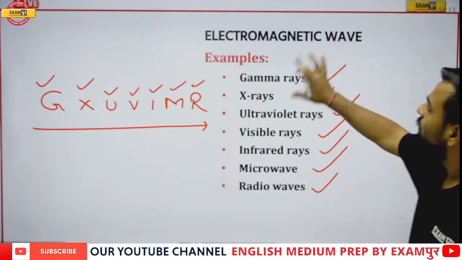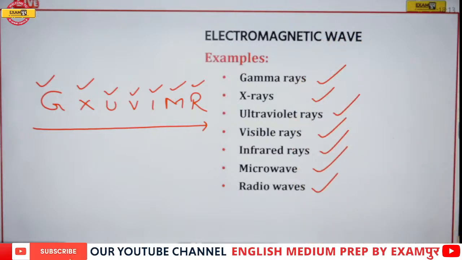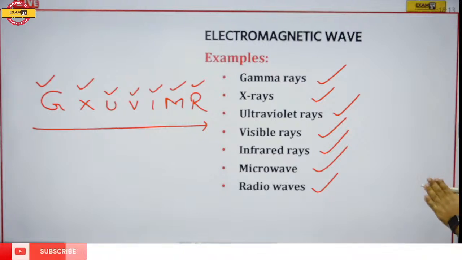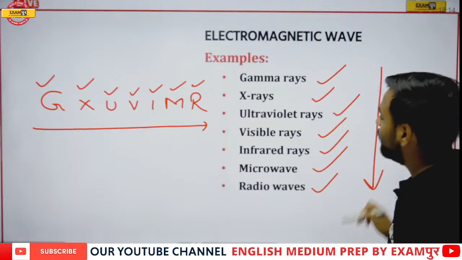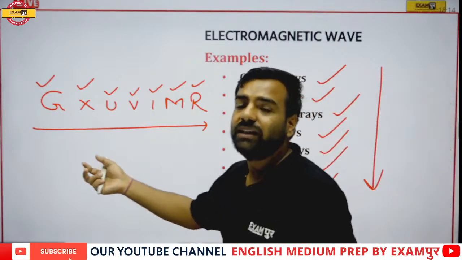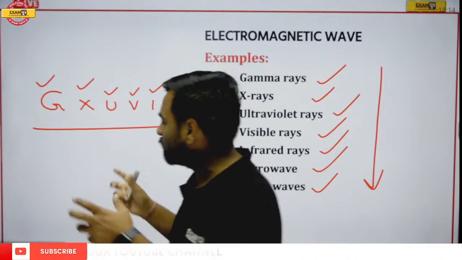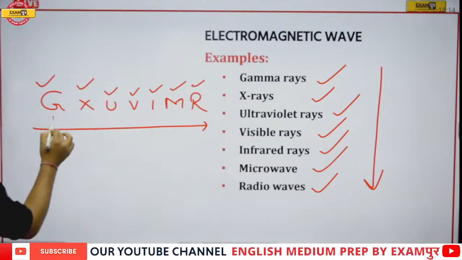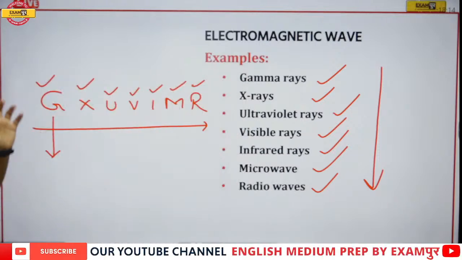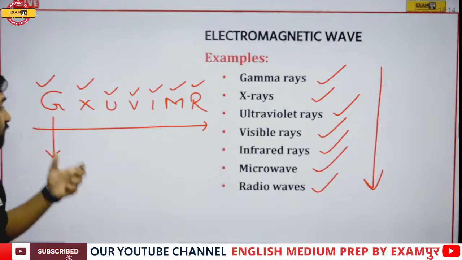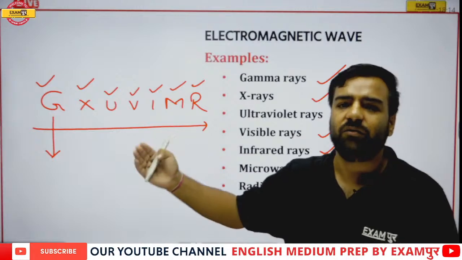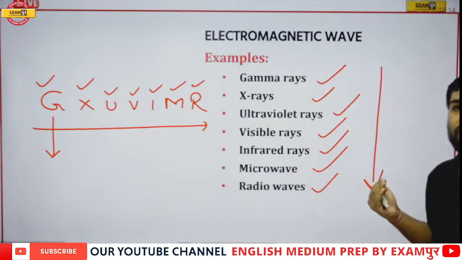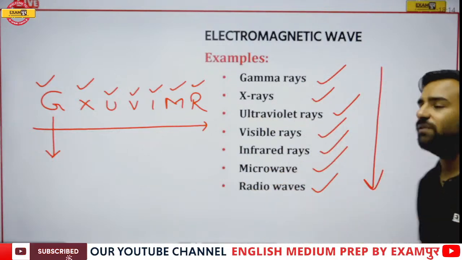So yes, we are talking about the electromagnetic waves: gamma rays, X-rays, ultraviolet, visible, infrared, microwave and radio waves. These are in the sequence order. And we need to remember this because if I talk about the maximum power, the penetrating power is of gamma rays, the maximum energy is of gamma and it keeps on decreasing as we move forward. So yes, the sequence order is very, very important.